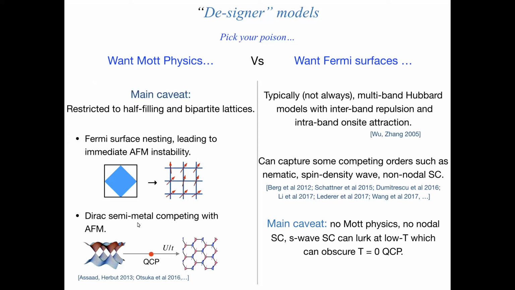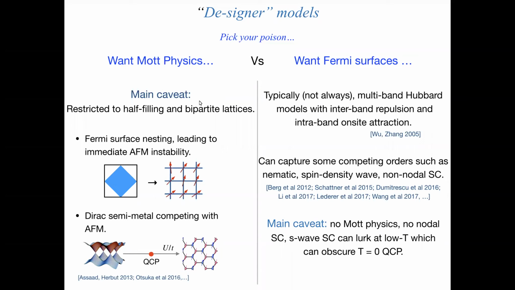Another class of problems you can study, which are more interesting at some level, are Dirac semimetals competing with antiferromagnets. So then you again don't have a Fermi surface, but you have Dirac points which are stable to weak repulsive interaction, and then they become unstable to perhaps some antiferromagnetic order at some finite critical Hubbard U. So as I said, you can't have Mott physics and a Fermi surface at the same time.